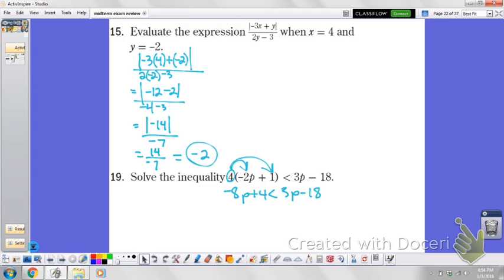I have variables on both sides. I want them on one. So I'm going to subtract 3p from both sides. 3p's on the right cancel out. I have negative 8p minus 3p, which is negative 11p plus 4, which is less than negative 18. Subtract 4 from each side. I get negative 11p is less than negative 22. Divide both sides by negative 11. Since I'm dividing by a negative number, I flip my sign so I have p is greater than 2.